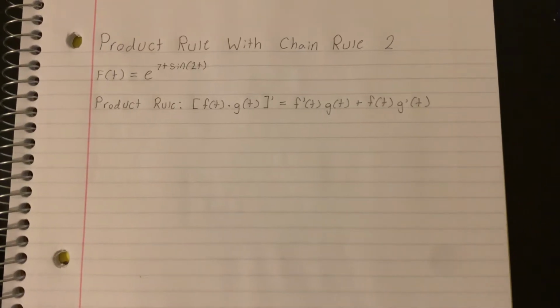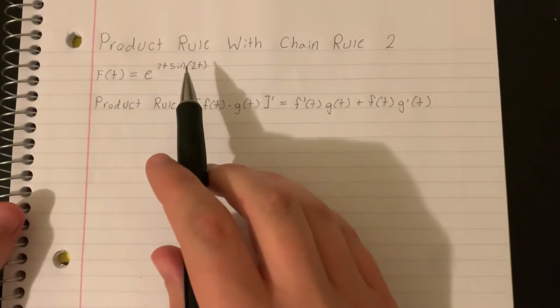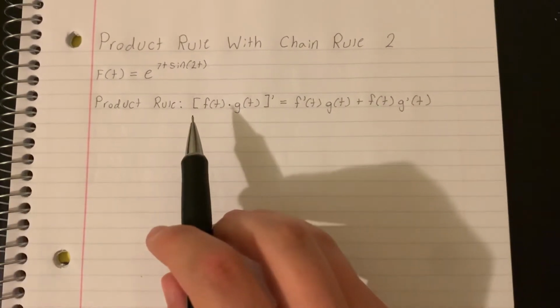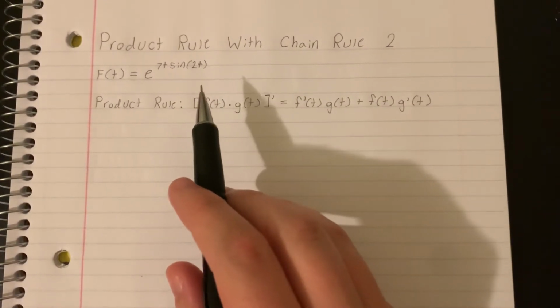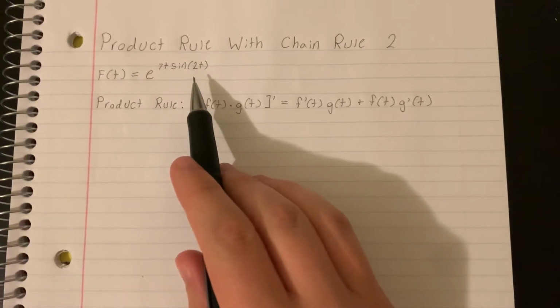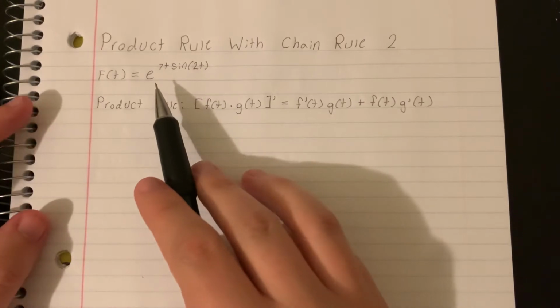Hello again, everybody. I got another question this week about another problem that involves the product rule with the chain rule. So this is the second example of a problem like this I'm doing. If you want more examples like this, I'd suggest you go back to my previous video. But for now, we're going to go through this.